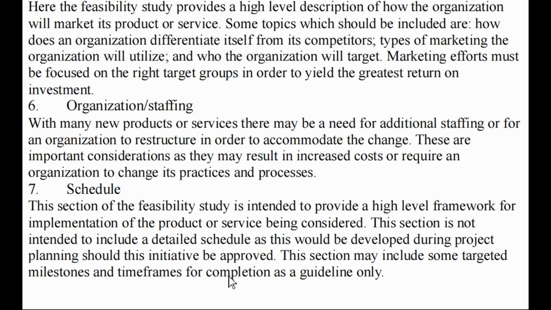Schedule: this section of the feasibility study is intended to provide a high level framework for the development of a product or services being considered. This section is not intended to include a detailed schedule, as this would be developed during project planning.